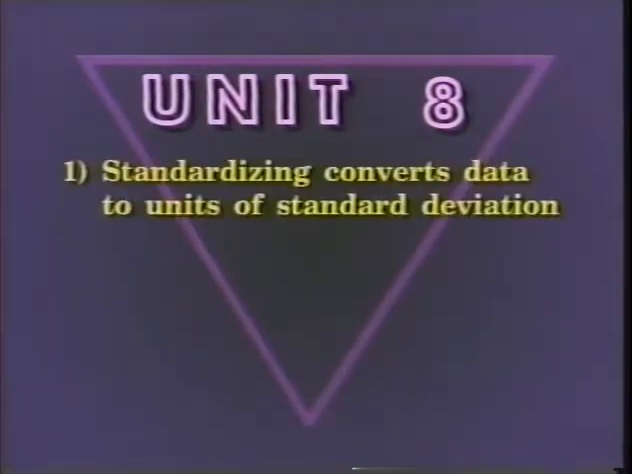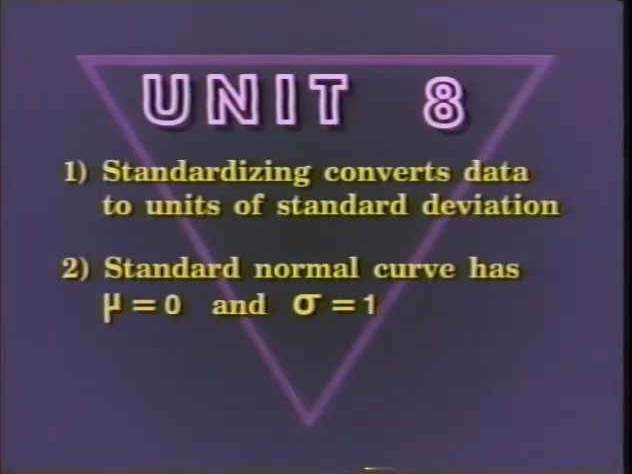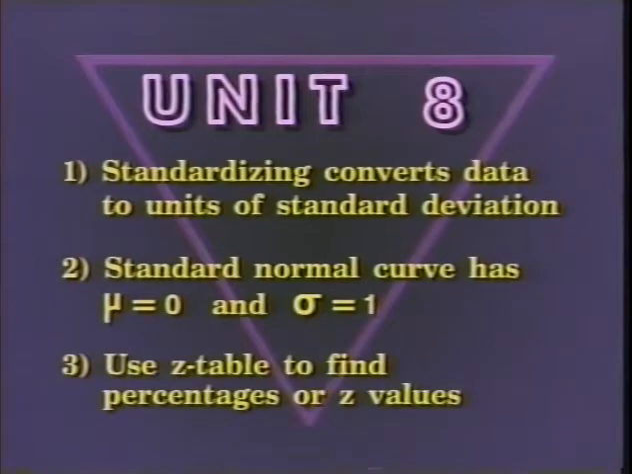In this unit, we've learned some valuable skills for analyzing data when their distribution is close to normal. We've seen that we can convert any normally distributed data into standardized units, which are units of standard deviation. We've learned that our standardized values can be represented by the standard normal curve, with a mean of 0 and a standard deviation of 1. And we've learned to use a table of areas under the curve to find a percentage given a specific z-value, or to find a z-value given a specific percentage.